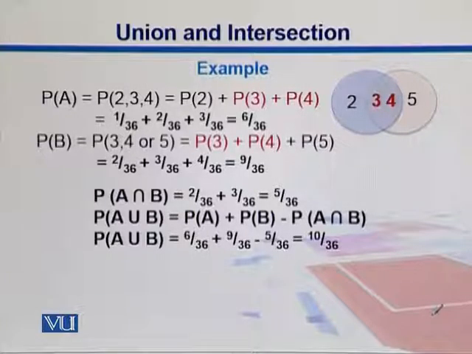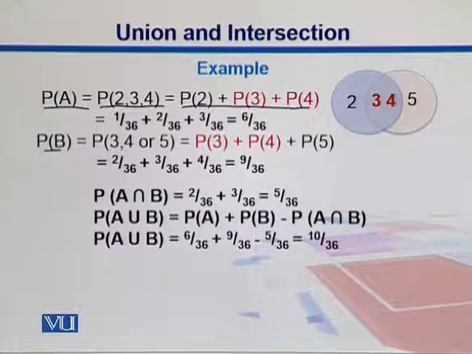Let's take their probabilities. The probability of A is the probability of 2, 3 or 4, and we can simply add them together. Remember guys, in one throw, you can only get a 2; you cannot get 2 or 3. So getting a 2 or a 3 or a 4 in just one throw is a mutually exclusive event, and we can simply add up their probabilities. We have 1 by 36 for getting a 2, 2 by 36 for a 3 and 3 by 36 for a 4. So in total we have 6 by 36 for the probability of seeing a 2, 3 or a 4.